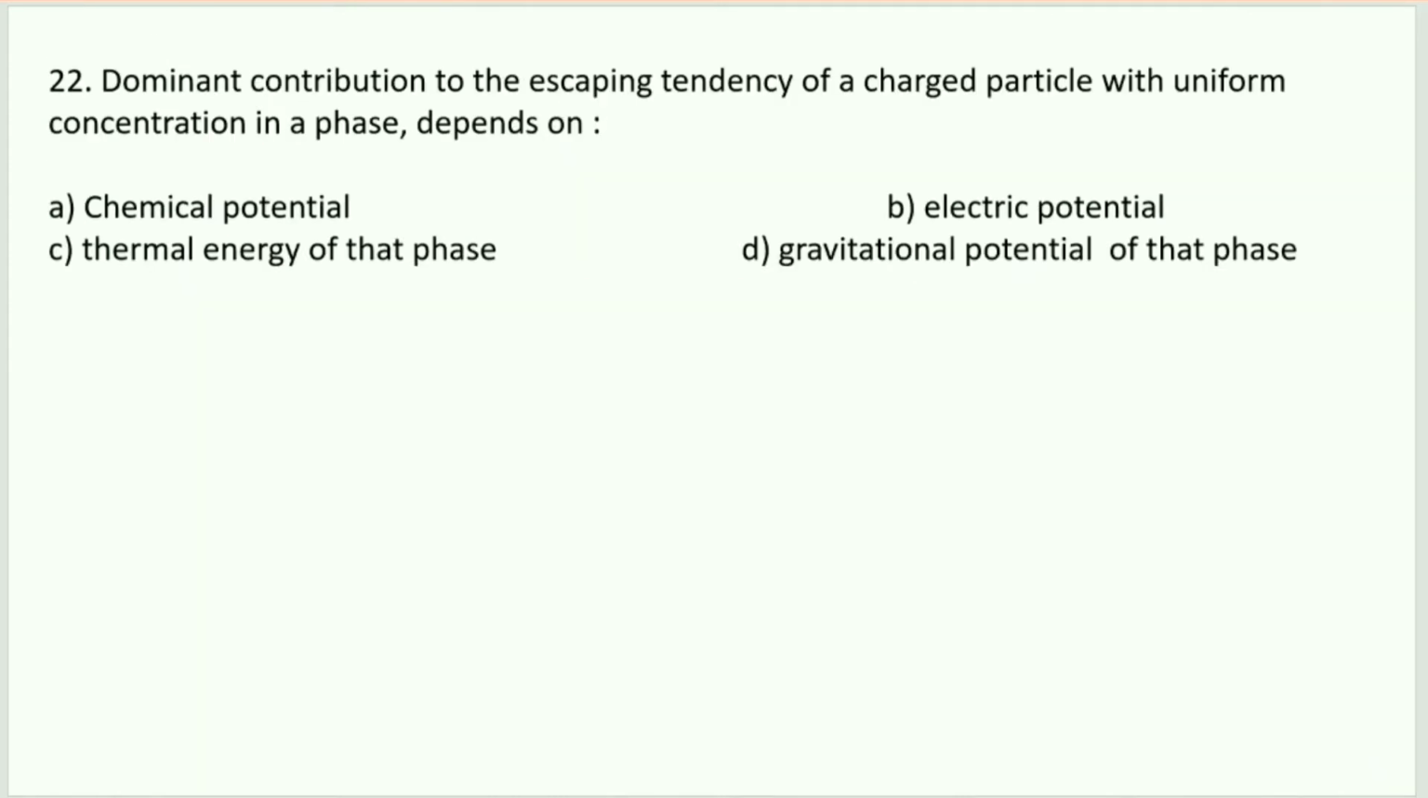22. Dominant contribution to the escaping tendency of a charged particle with unit concentration in a phase depends on chemical potential, electric potential, thermal energy of that phase, gravitational potential of that phase. The equation for the electrochemical potential is mu Zi equal to mu Zi dash plus phi ZiF. This is the electric potential part.